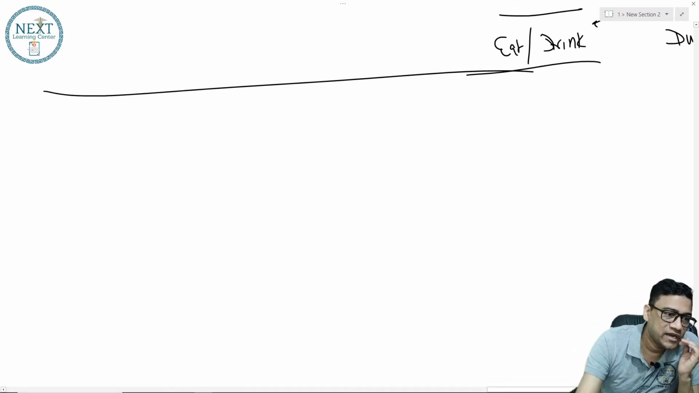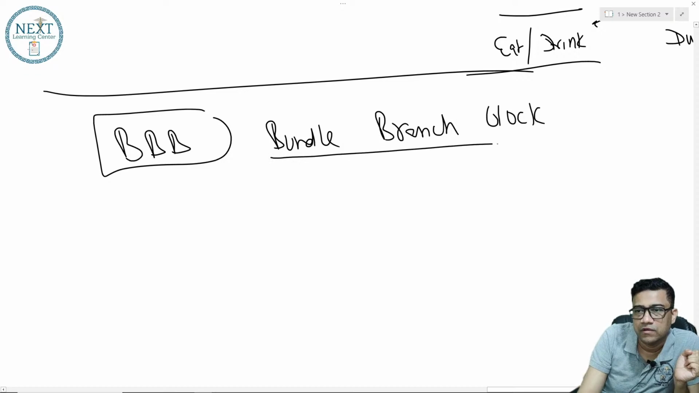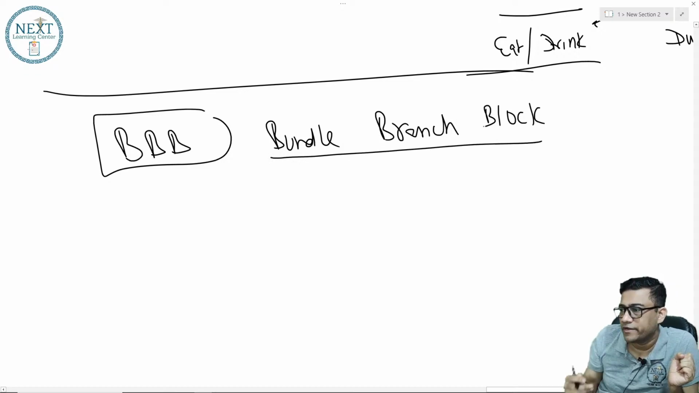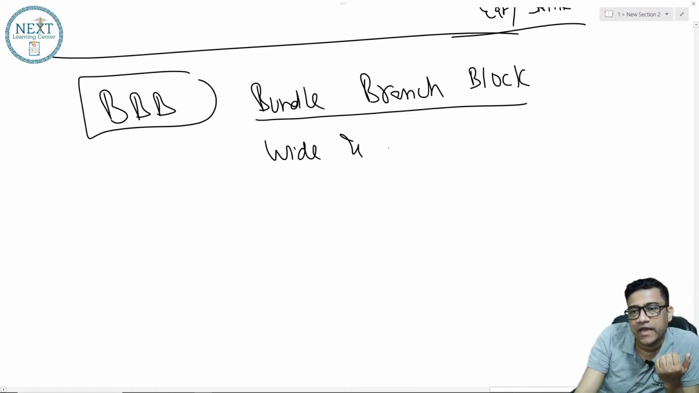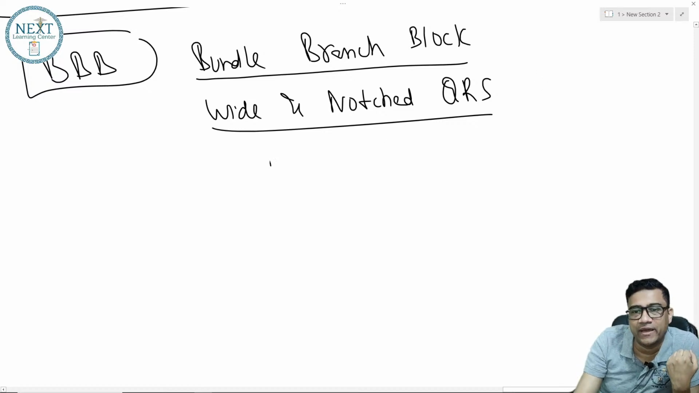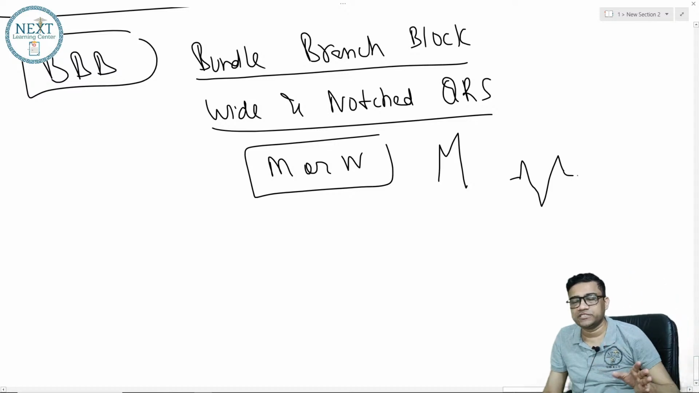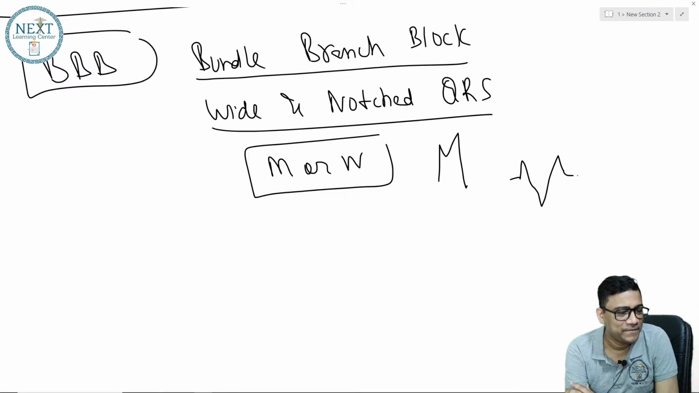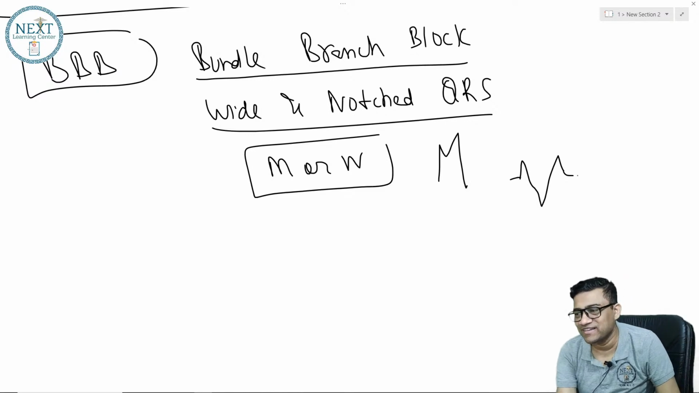Always relax. Now remember, if there is a bundle branch block, first we'll see a wide and notched QRS. Just remember, wide, it looks like an M or W. If you see an M or W-like shape, that is your bundle branch block. Clear?